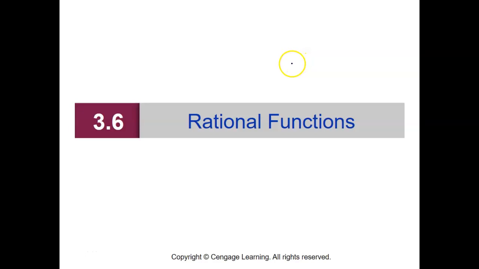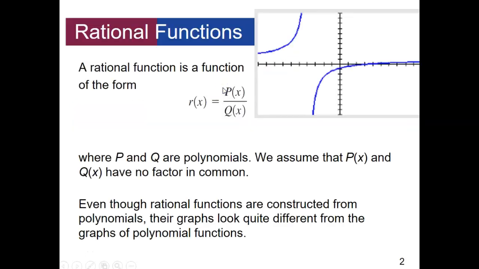For the next two classes, we're going to be looking at rational functions, which is section 3.6. Okay, so a rational function is a function of the form p of x over q of x, where p and q are both polynomials. So we assume that p and q have no factors in common.